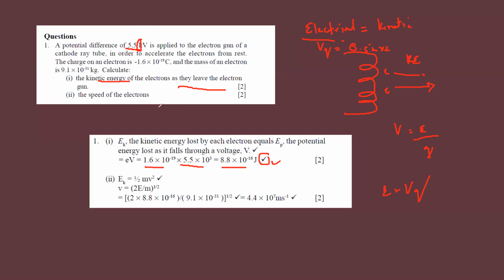The next part, you need the speed of this electron. So you already have the kinetic energy. As we know, kinetic energy is half mv square or 0.5 mv square. The kinetic energy is the same as the electrical energy, which is 8.8 into 10 to the power minus 16. Then half, the mass is 9.11 exponent minus 31, and you can get the speed, which is about 4.4 exponent 7. So this is the speed at which the electron will leave the cathode, the filament of the CRO, the cathode ray tube.